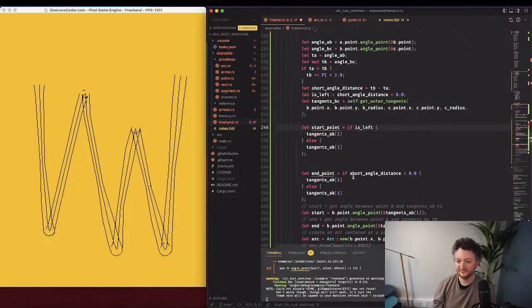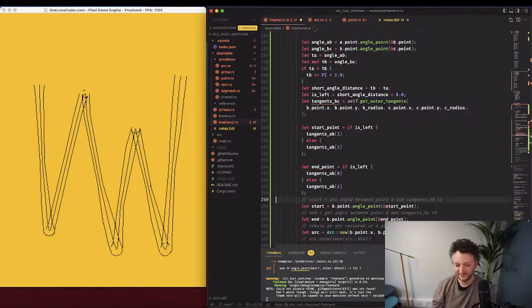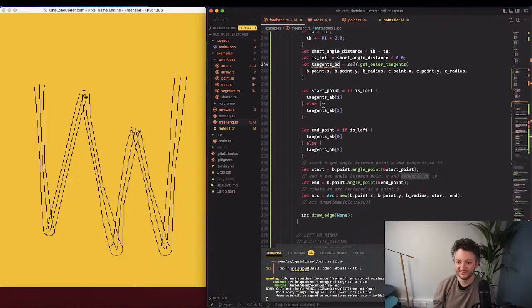If we're left, then we're going to use these two. An endpoint is different. If we're left, then it's 0. Otherwise, it's 2. If we're left, then it's 1. Otherwise, it's 3. And then this is going to be a reference to start point. This is going to be a reference to end point. Right. Okay. I think that's right. Let's see. Are we still using tangents BC? Yeah.